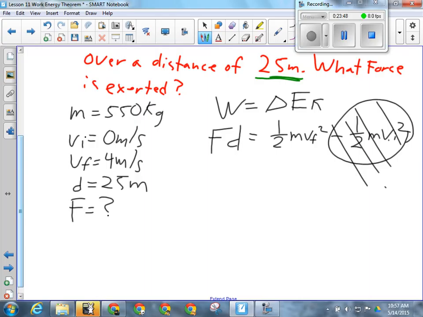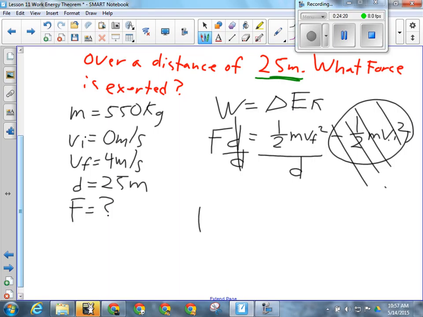Now, I've got to find force. How do I get force by itself? Okay, what do I divide over? Well, I want to leave that over there. I want to get force by itself. What do I have to move? Right, I've got to move the distance. So I'm going to divide both sides by d. Now force is by itself, and I have all of the stuff that's on the other side.